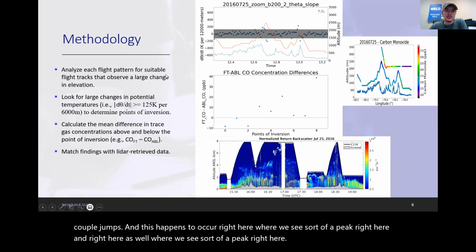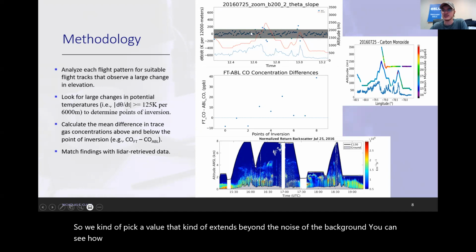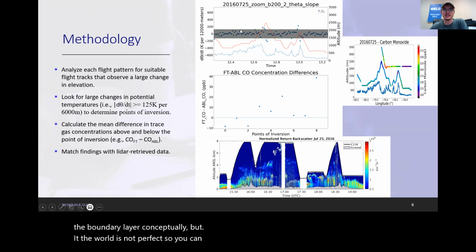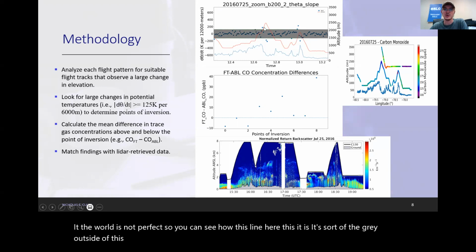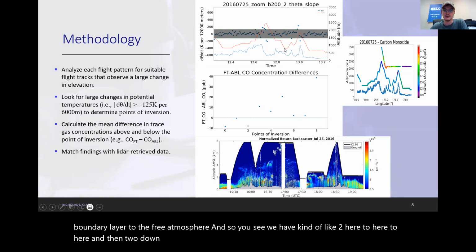So we pick a value that extends beyond the noise of the background. You can see how these vary, because it's never perfect. It should be well mixed within the boundary layer conceptually, but you know, the world is not perfect. So you can see this line here, the gray outside of this shaded area, is where we're expecting to find a transition from the boundary layer to the free atmosphere. And so you see we have 2 here, 2 here, 2 here, and then 2 down here. So we have about 8 of these, okay?